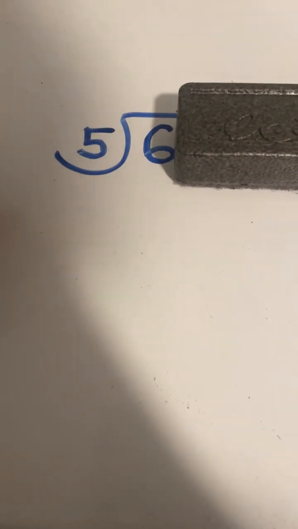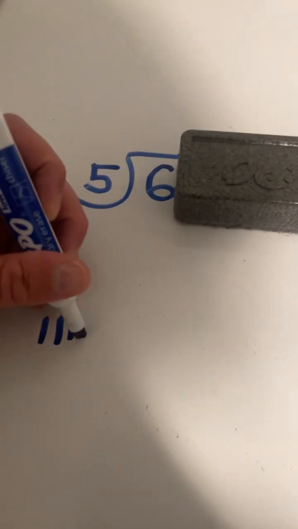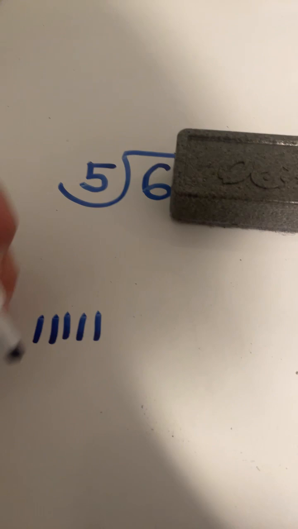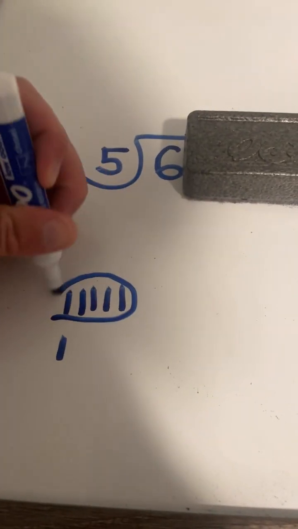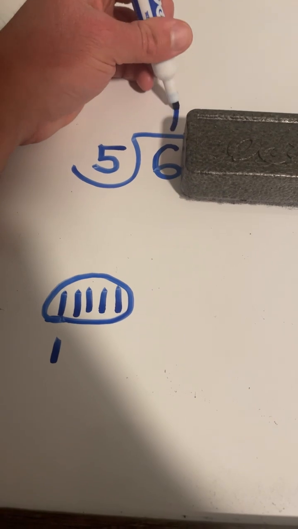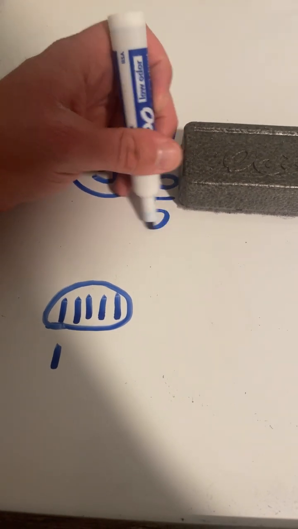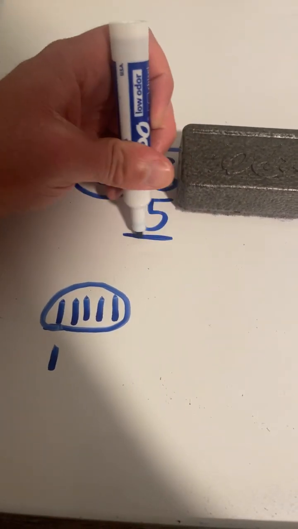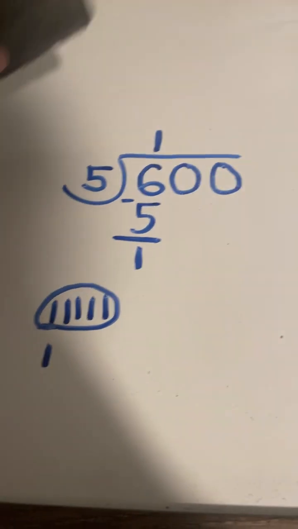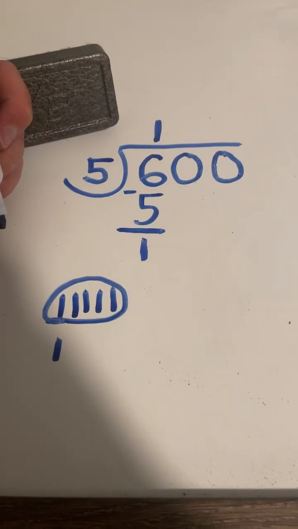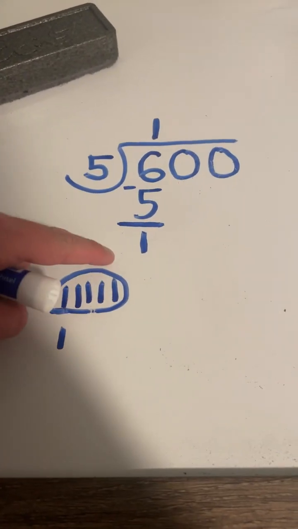All right, so I'm going to make 6 total tallies. 1, 2, 3, 4, 5, 6. So I was able to get one group of 5. 5 goes into 6 one time. There are 5 tallies within my group. And 6 minus 5 equals 1. As you can see, there's a remainder of 1 here. We have a remainder of 1 so far.